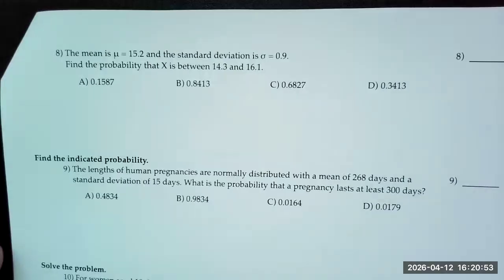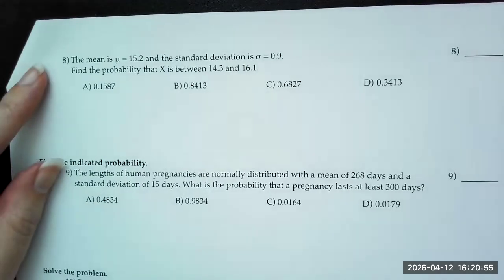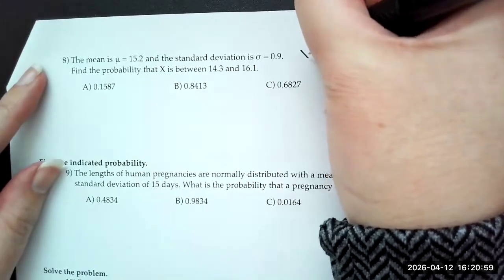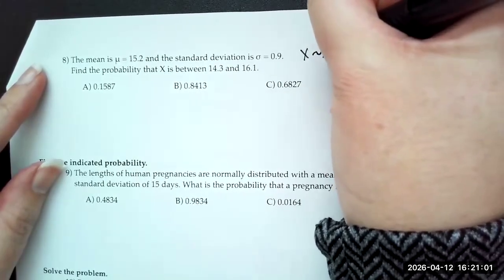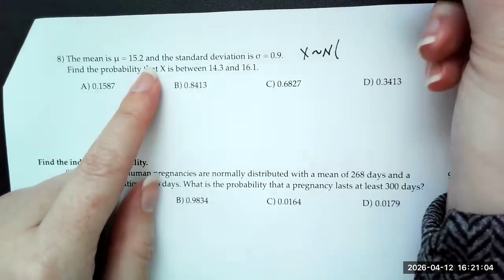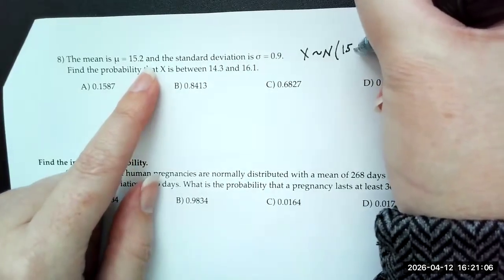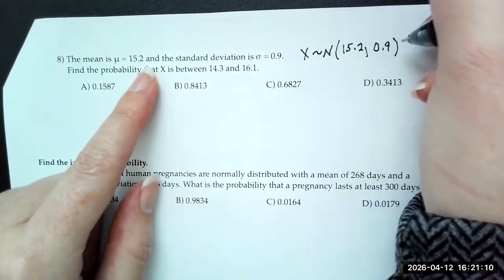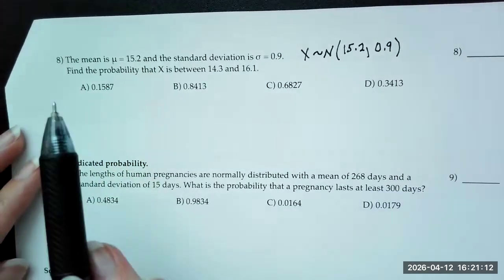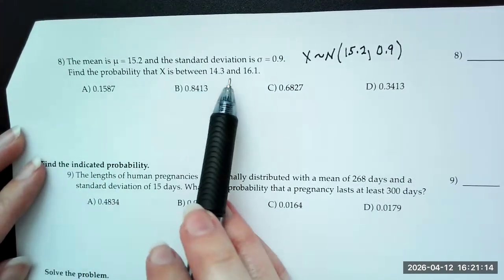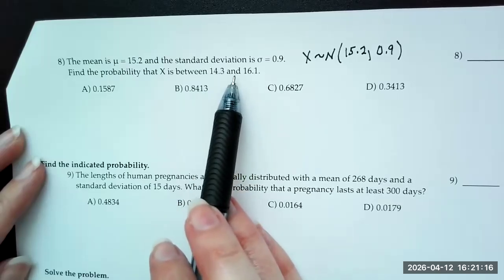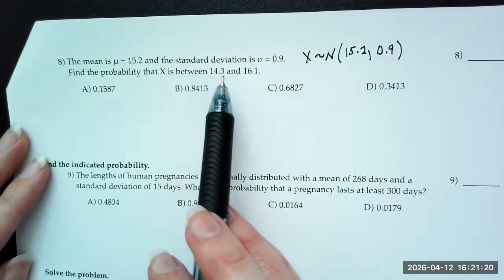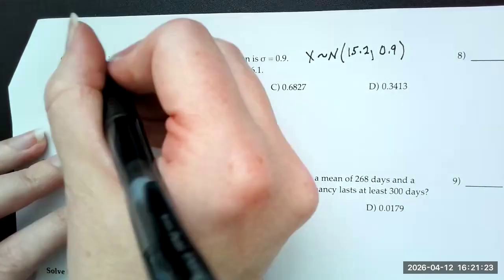Number 8. Very similar type of problem. It's telling us that X is normally distributed with a mean of 15.2 and a standard deviation of 0.9. And this time they're asking for the probability that X is between two numbers. When I go between two numbers, I don't usually draw myself a sketch. You can, but I didn't for this one. So we're going to do the normal CDF.